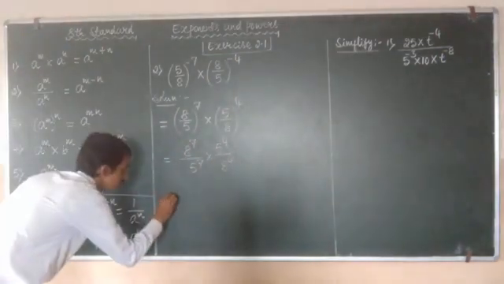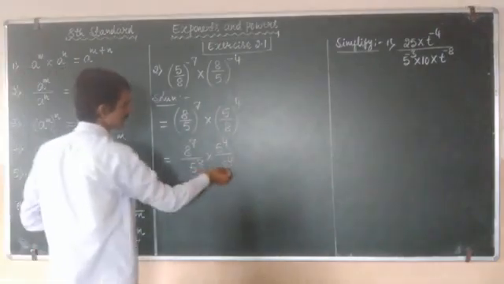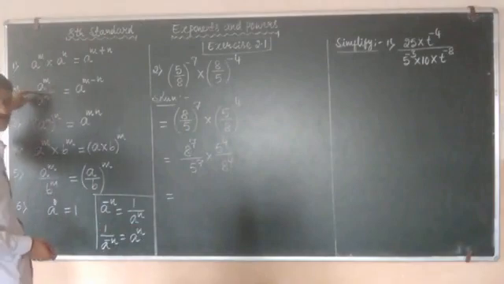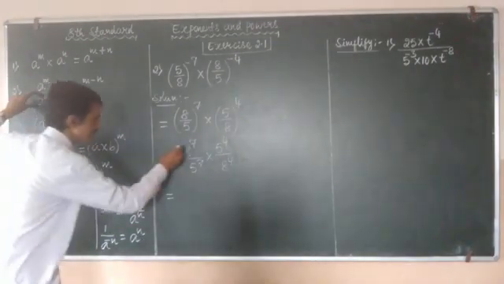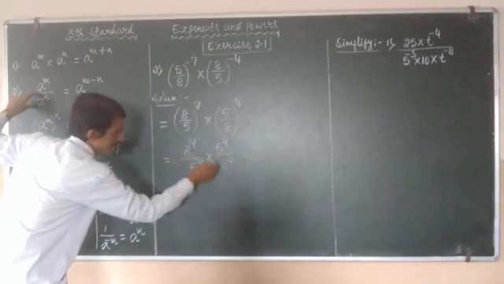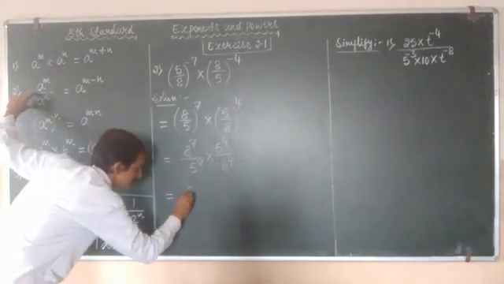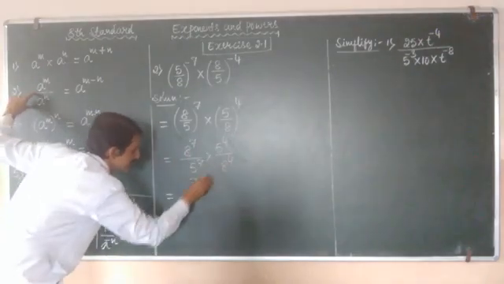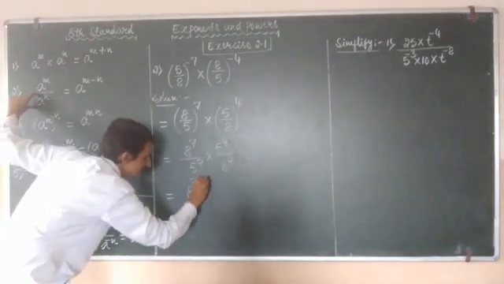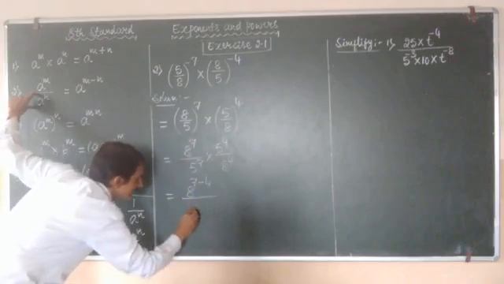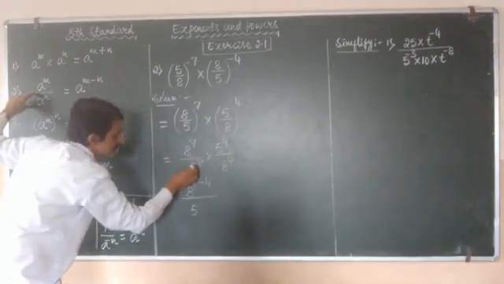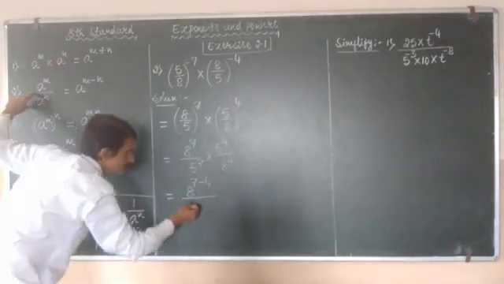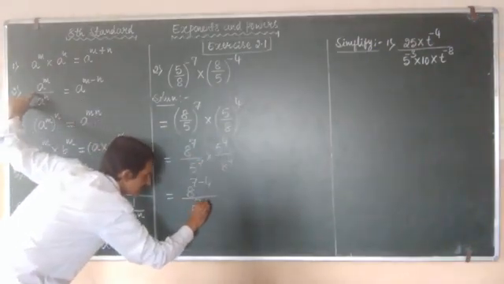So now write this to the numerator. So that means by using the second law, 8 to the power of 7 minus, if you take this to the numerator, it will become minus 4. Similarly, here this is the larger power, so take 5 to the power of 4 to the denominator, 7 minus 4.